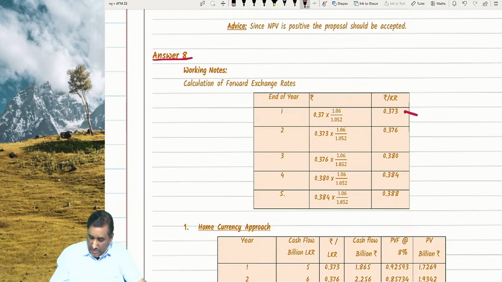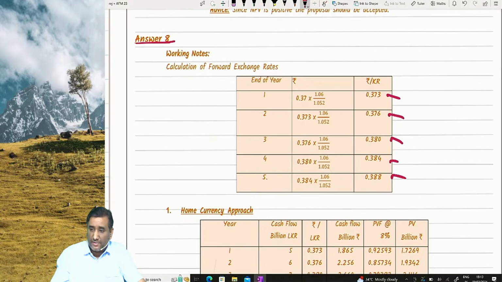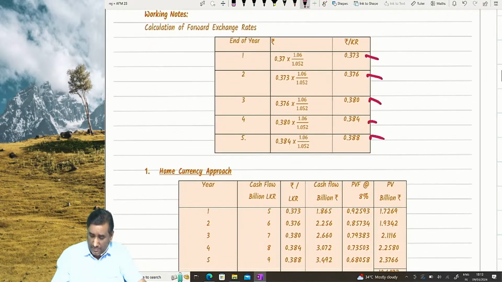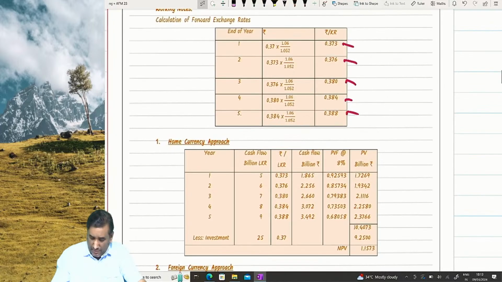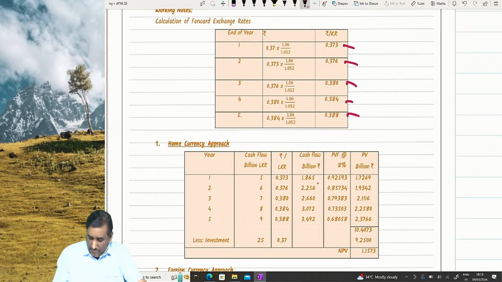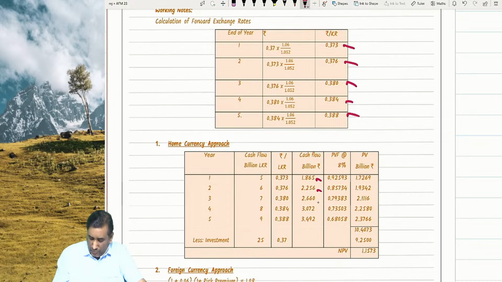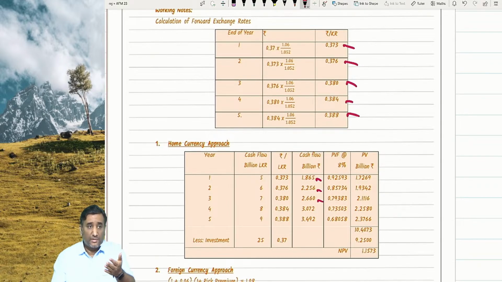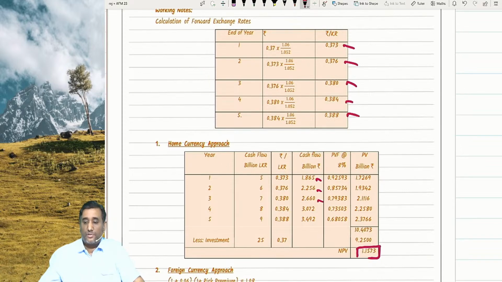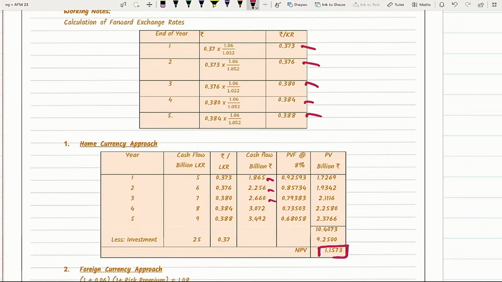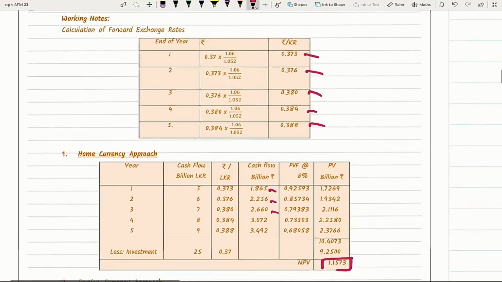You are getting 0.373, 376, 380, 384, 388. These were the rates you were getting, and then in the first part you multiply 1.865, 2.256, etc. The discounting factor he has given is to 5 decimals. If he gives 5, assume 5 only, please. So 5 decimals and then NPV comes. If you want to take a photo, you can take it, so that you can cross-tally at home.